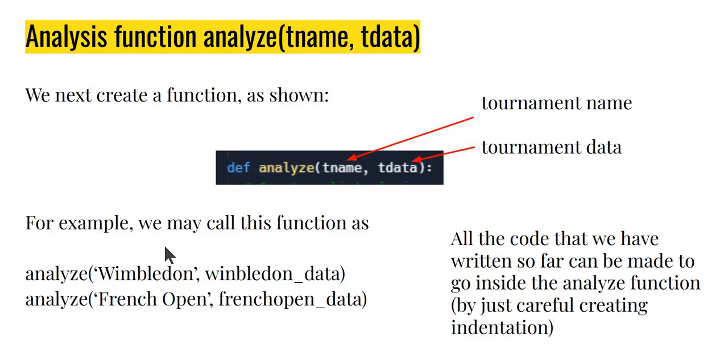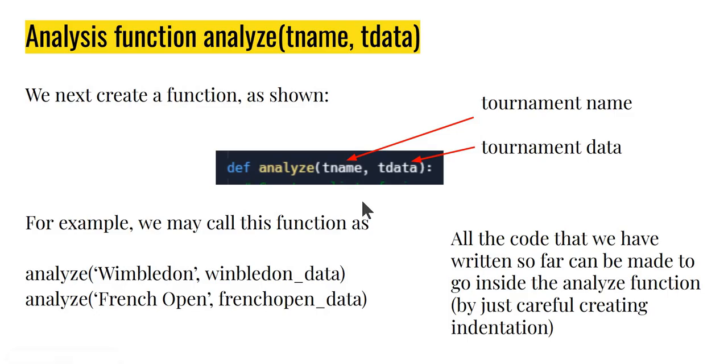Now, clearly, we would want to repeat this analysis, for example, in this case for French Open, and perhaps we want to do this for other tournaments as well, which means that it will make a lot of sense for us to convert all the code that we have written so far for analysis into a single function, so that we can call it again and again. In fact, the way we have written this code, it's very conducive to be converted to a function, as we'll see in just a moment.